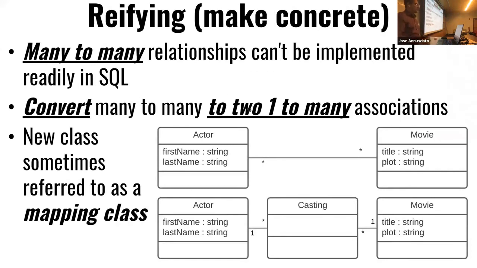All right, so here's another example. Somebody comes up with this and says, okay, here's an actor, here's a movie with the title and the plot, and here's the actor star and star. That's a many-to-many. And then somebody says, okay, I'm going to implement that in SQL. And you realize, oh, I can't just have a table actors and a table movies. I can have the title, the plot, the first name and last name. What do I do with this line? How do I implement that line?